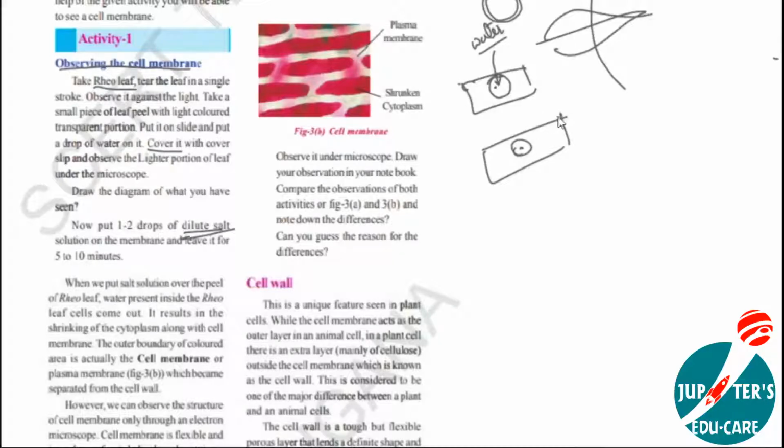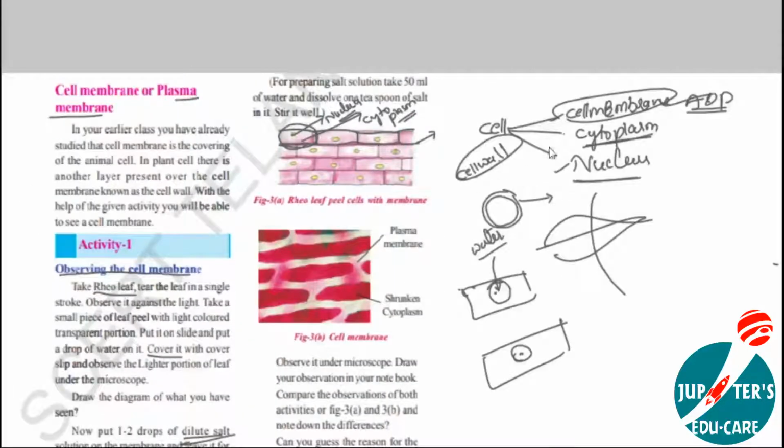If we add salt solution, what happens? After adding the salt solution, we have to leave it for five or six minutes, and then observe under the microscope. Then the structure will be different. Here this is picture A, before adding salt water, and this is picture B, after adding salt water. What is the change here? The cytoplasm inside the cell may shrink.